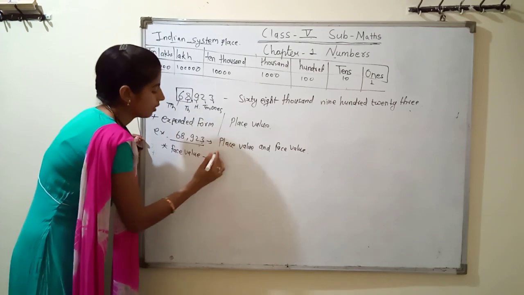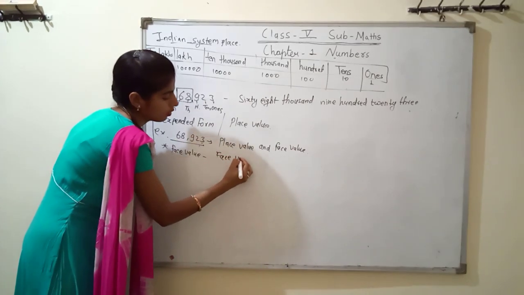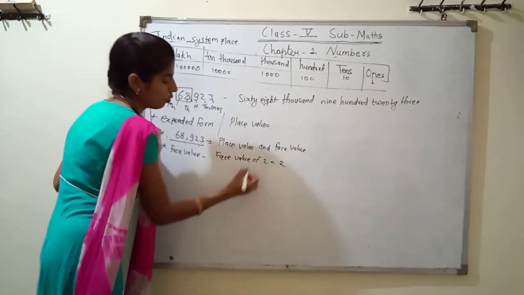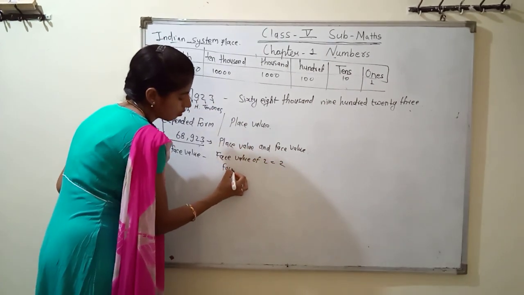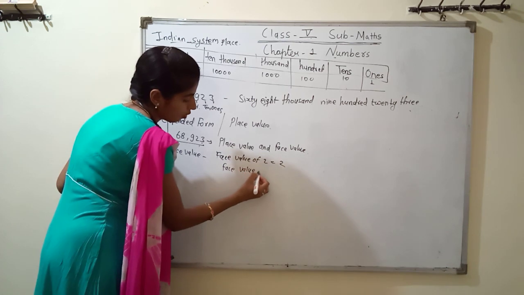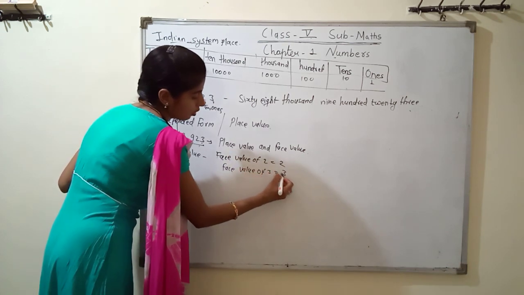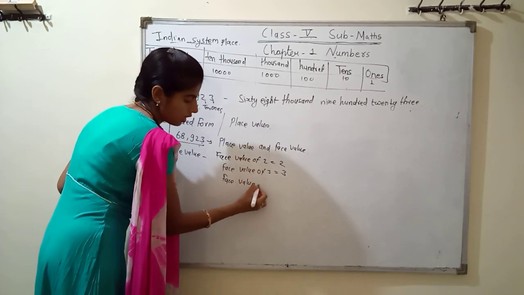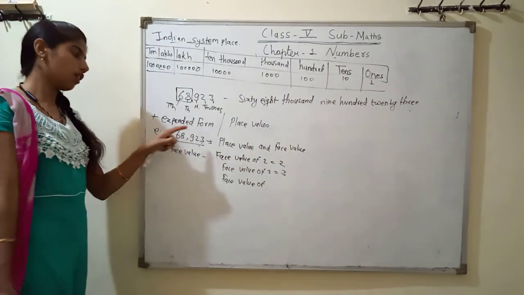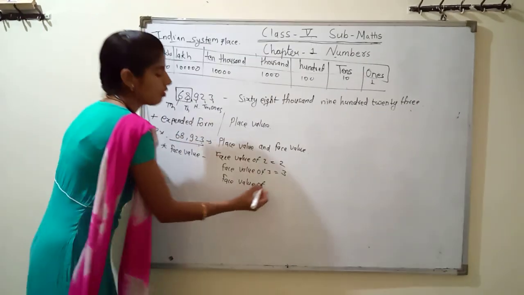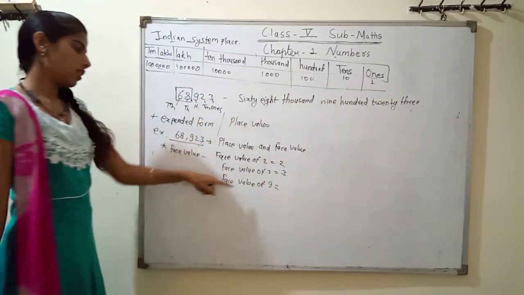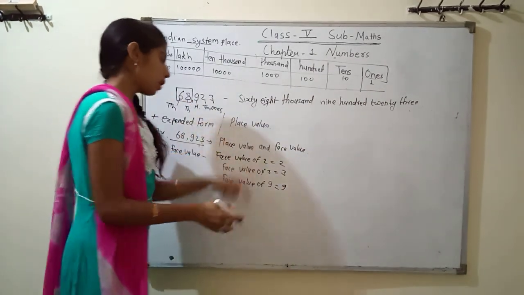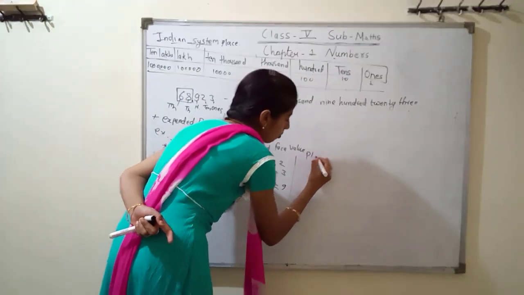I write it here like that. Face value of 2 equal to 2. Face value of 3 equal to 3. If any number is given and the question asks you the face value, then the face value is the same number. If your question asks for the face value of 9, then our answer is 9. But place value is changed.